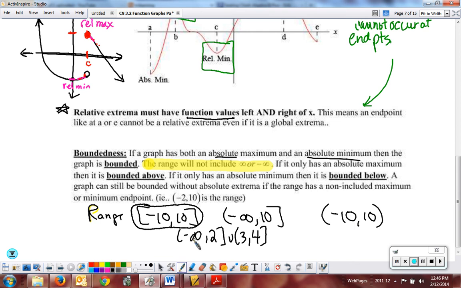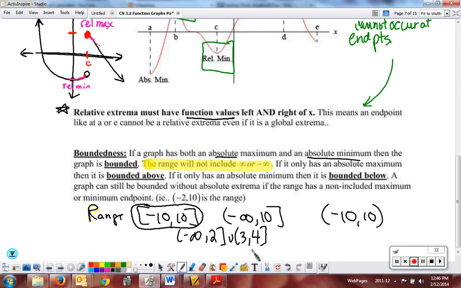And then this one, bounded above. Doesn't matter that I skipped some things. We don't care about what happens in the middle. All we care about is that up here on the top, the highest y value that I get is 4. And I could be not including 4. There is a value for which none get any higher, so it's bounded above. So our three terms: bounded means both, bounded above only on the top side, bounded below only on the bottom side.